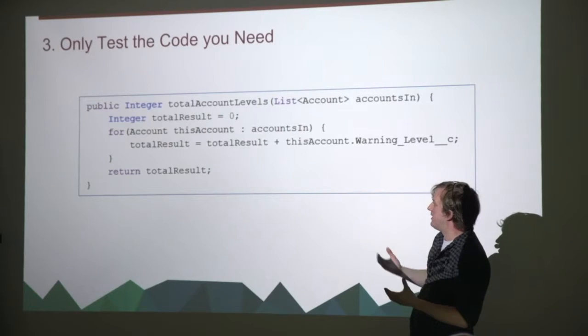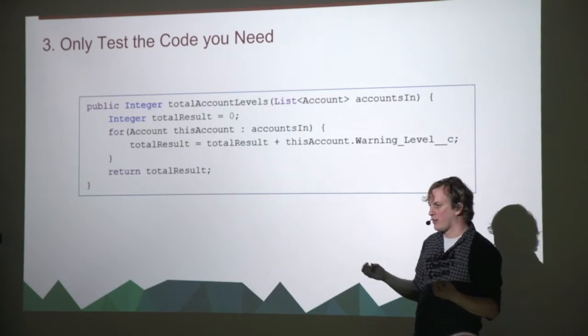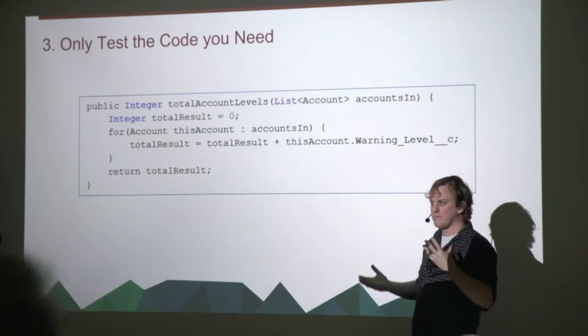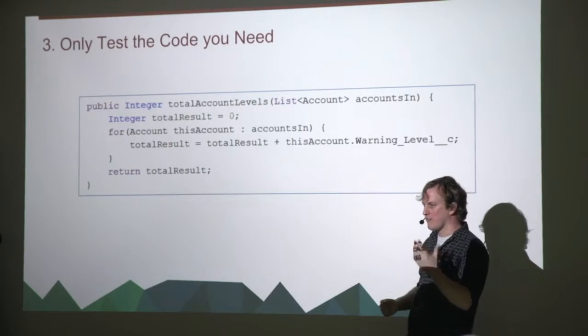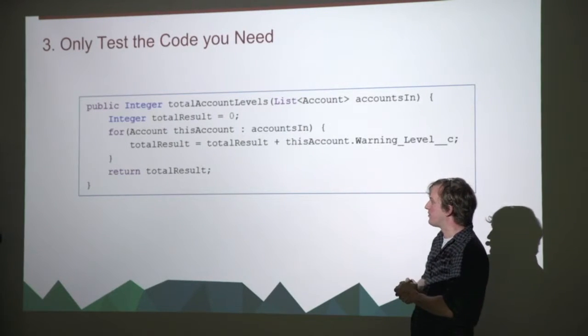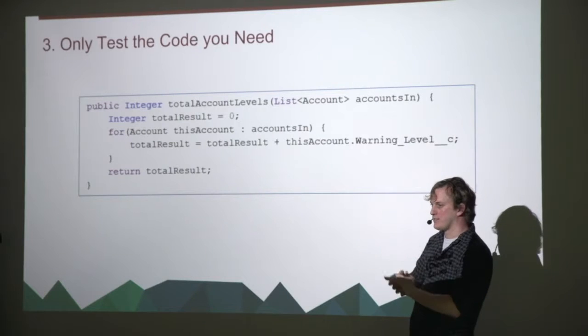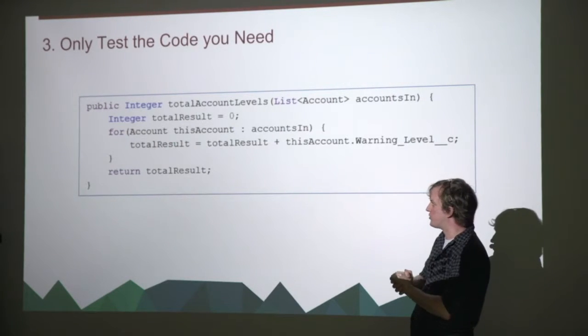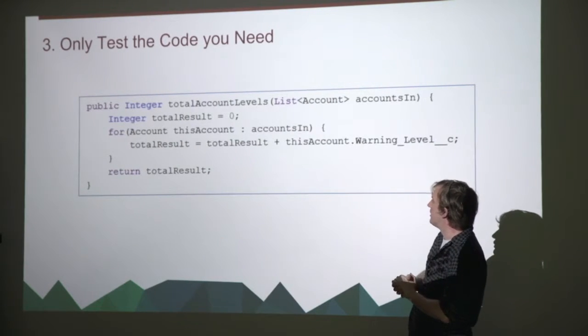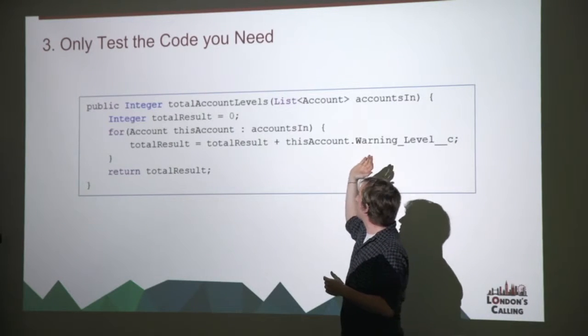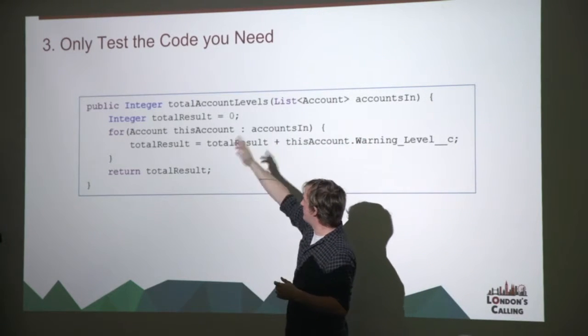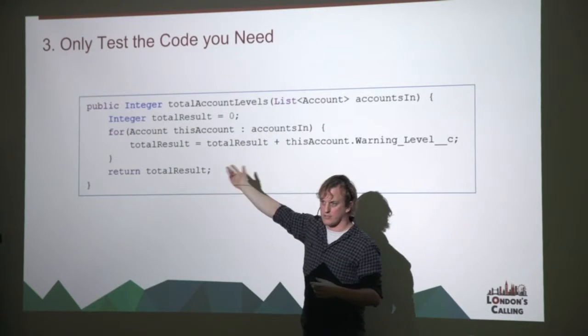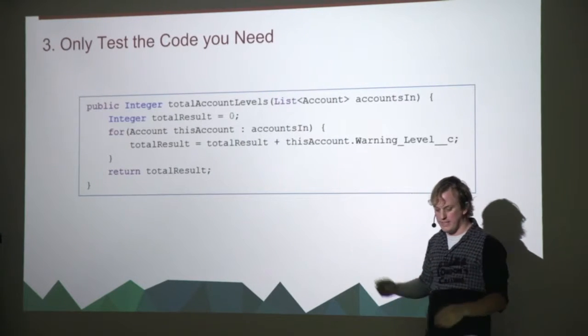My third tip is for only testing the code you need. Now, everyone knows about unit testing and then integration testing, end-to-end testing, all that kind of stuff. But it's really hard to focus in sometimes, especially with Salesforce, on just a single unit of code. So here's a really simple method, totalAccountLevels. Takes a list of accounts, sets up an integer, whips through them, adds them all up, and then returns the number. Seems like it should be easy to test.